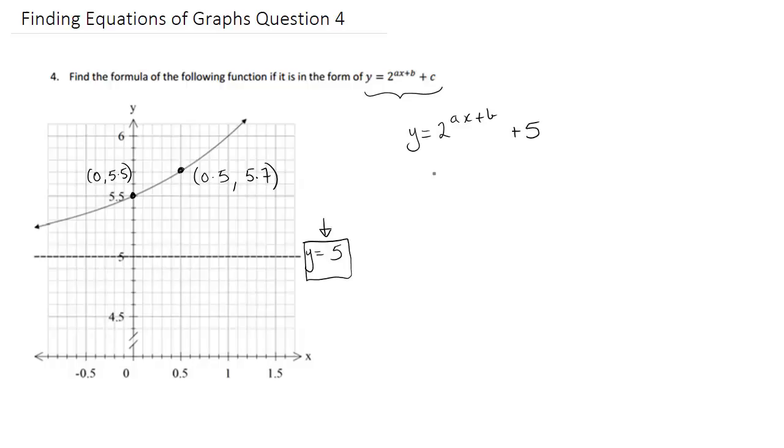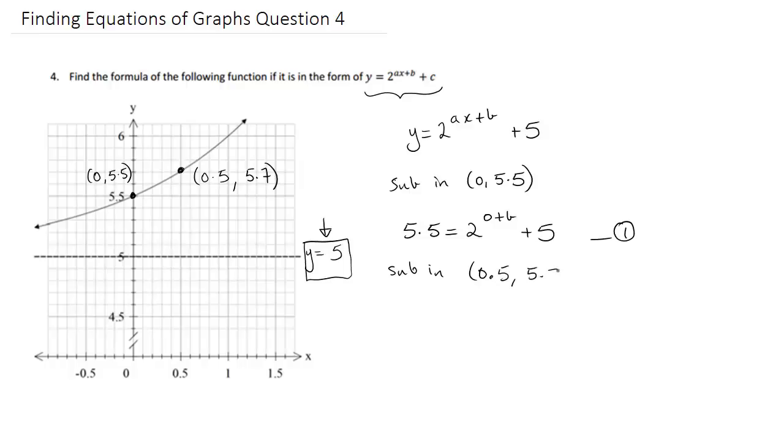Next thing we have to do is use substitution: sub in (0, 5.5) into the equation. Where we had x, we put 0 and the y value becomes 5.5. So 5.5 equals 2 to the power of 0 plus b, plus 5. This is equation number 1. And then we need to sub in the next point, which is, I guess, (0.5, 5.7).